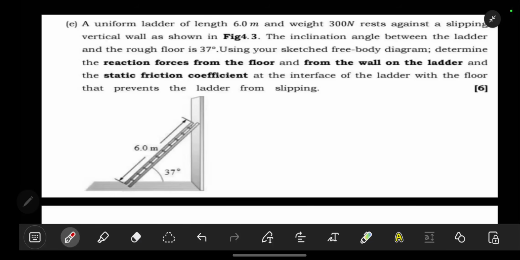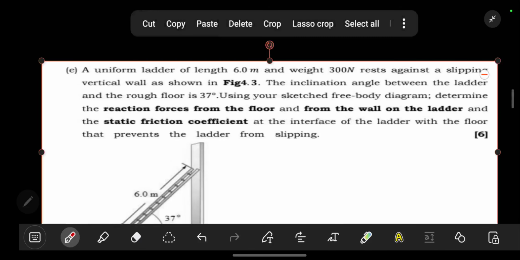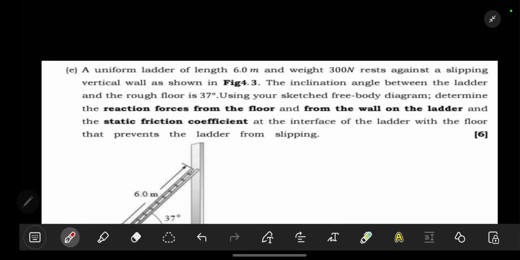So we are going to begin with this as our first question. The first question says, a uniform ladder of length 6 meters and weight 300 newtons rests against a sloping vertical wall as shown in figure 4.3. The inclination angle between the ladder and the rough floor is 37 degrees.